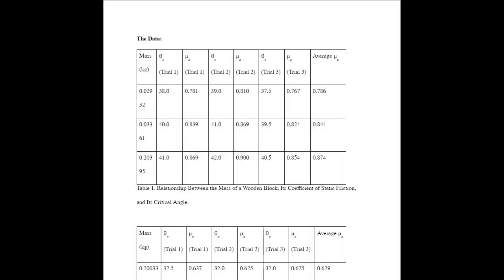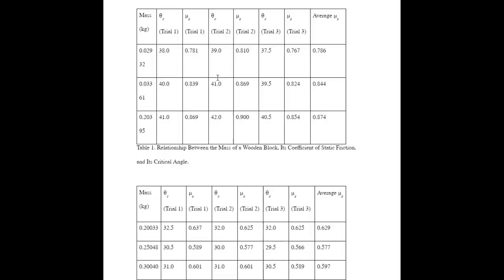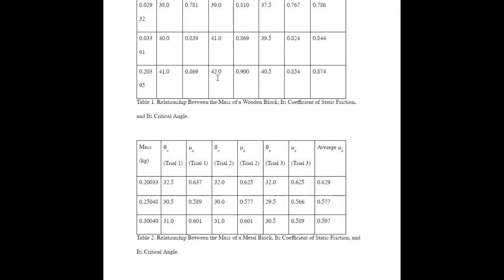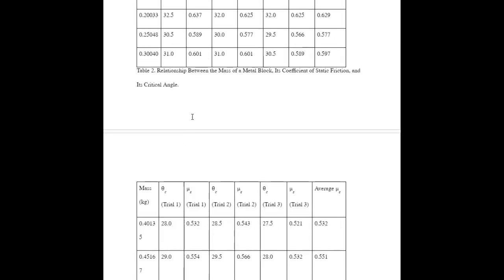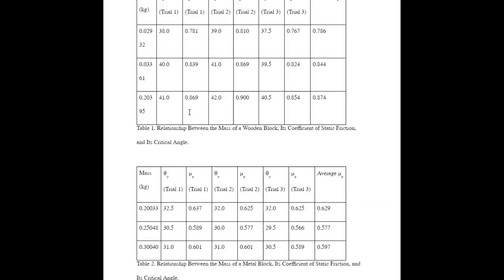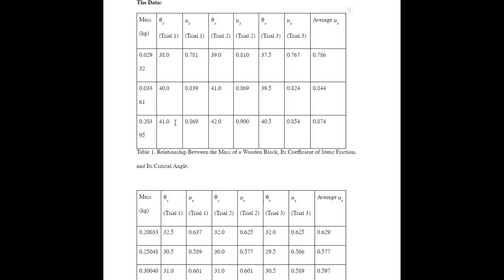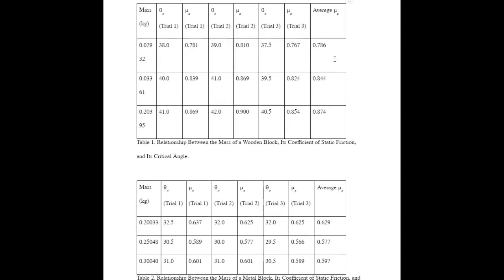Overall, you can see the result of our experiment here. As you can see, we have recorded tables where we have varied masses, and on each table we're using different materials in order to vary the coefficient of static friction. We have found the critical angle for each trial, and then we have found the coefficient of static friction using the formula that I've showed before. And then we have found the average of it.